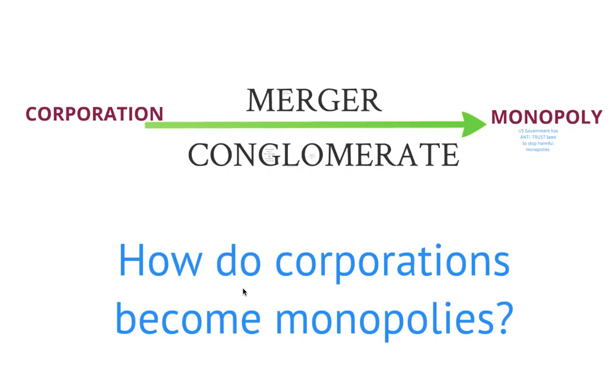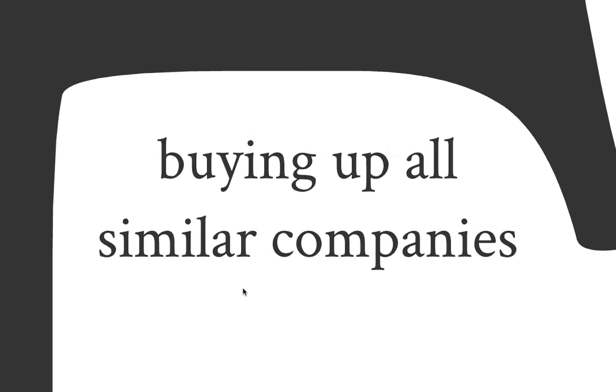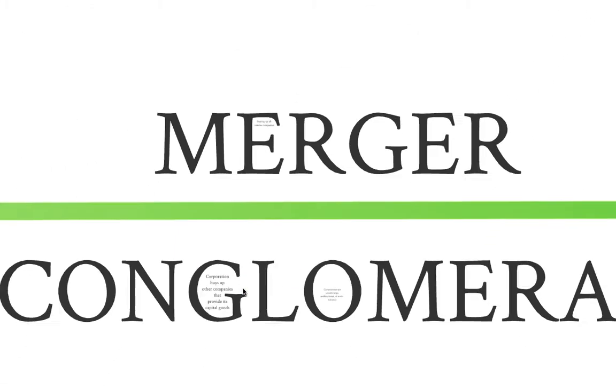All right, how do you become a monopoly? Well, you can do it two ways. First is a merger, which is when you buy up all similar companies. So if Nike bought up Adidas, Reebok, Puma, all the companies like them, and they were the only provider of tennis shoes, then they would have created a merger, and that merger would make them a monopoly.